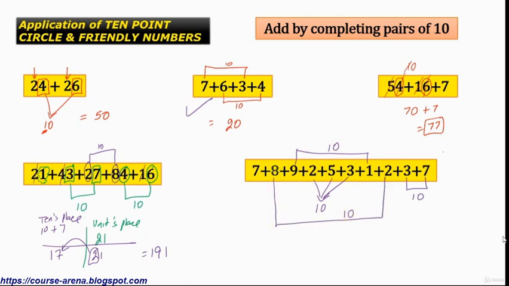So as you observe, all these numbers have been added successfully, and with very little effort. Which gives us 10 plus 10 plus 10 plus 10. So this is 40 plus the number 7 which is left. So the answer would have been 47.